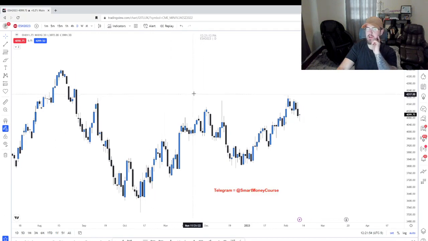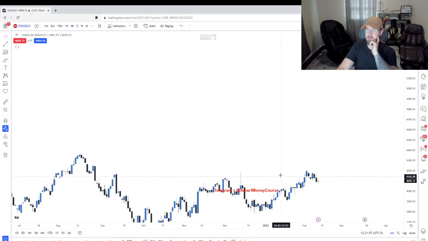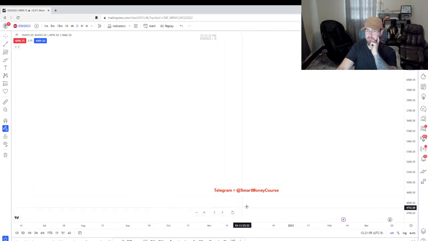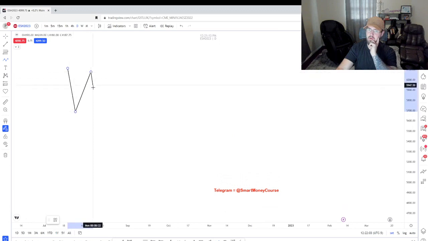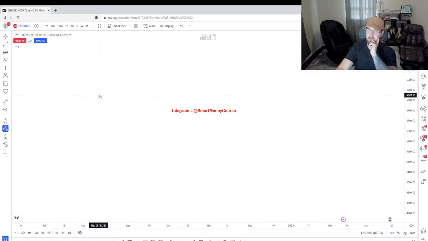So we start off with a little bit more advanced stuff, but let's just, for the people that don't maybe necessarily get a full grasp on liquidity, let's draw some examples.